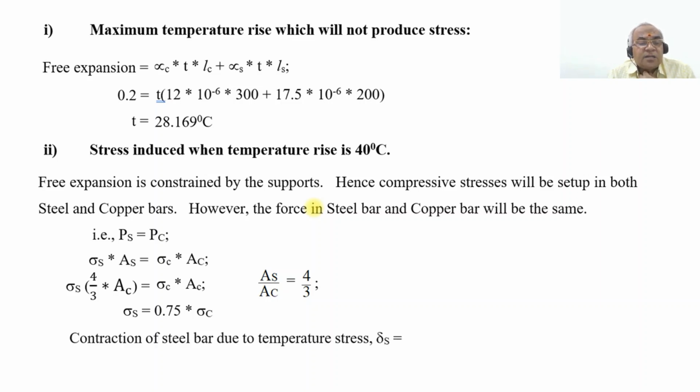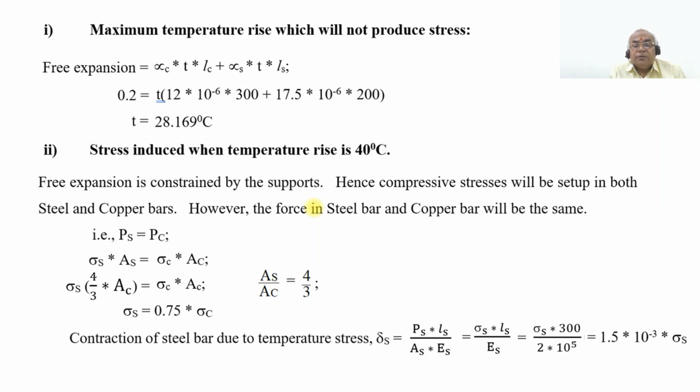So contraction of steel bar due to temperature stress, delta S, is PS into LS by AS into ES. So that will be equal to sigma S into LS by ES. What is sigma S? Sigma S into length of the steel bar is 300, by Young's modulus of steel, which is 2 into 10 to the power of 5. So on simplification, you are going to get 1.5 into 10 to the power of minus 3 sigma S.